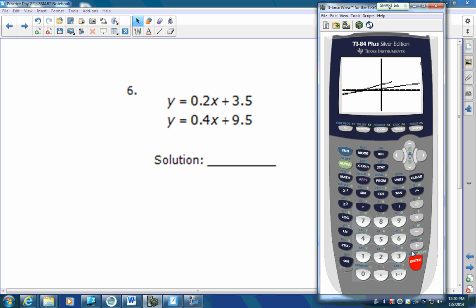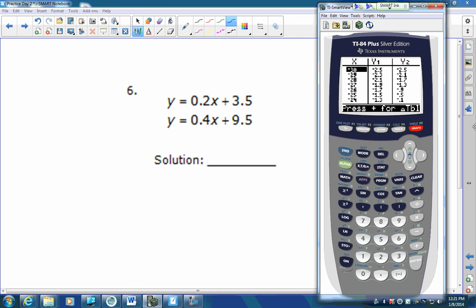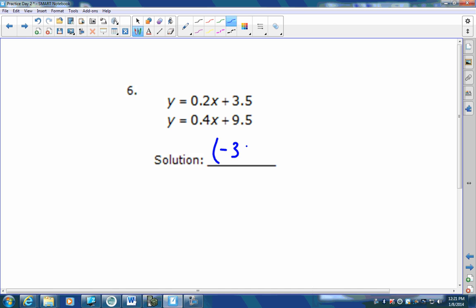Somebody told me the answer, but you just look through the table. Second trace, 5 for intersect. Enter 3 times. 1, 2, 3. It tells me it's negative 30 and negative 2.5. See, if you went through the calculator and kept looking, here's negative 30. You would see that it's negative 2.5. So my answer is negative 30, negative 2.5.